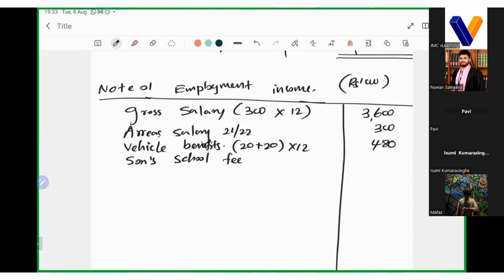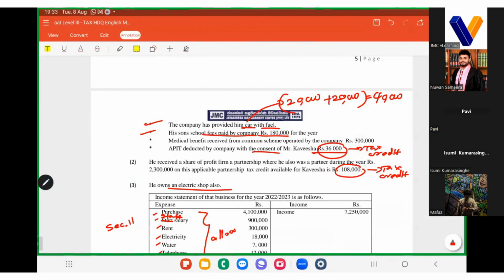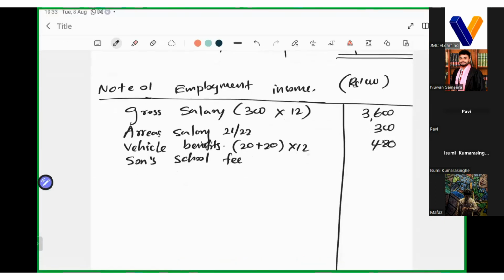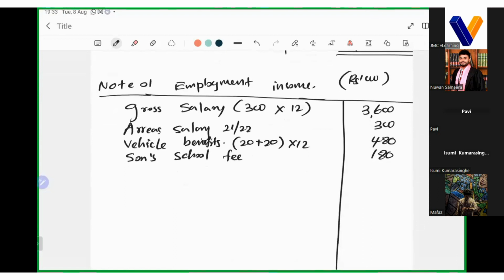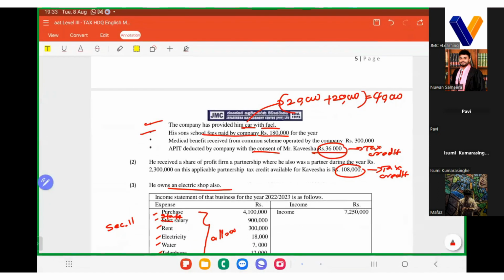Son's school fee, how much? 180. So then, medical benefit received from a common scheme. A common scheme operated by the company. The common scheme means all the employees are treated equally.